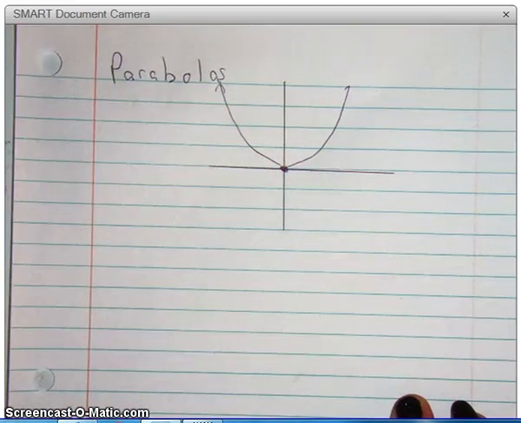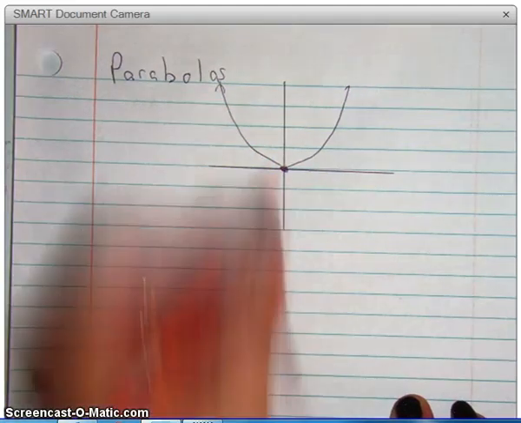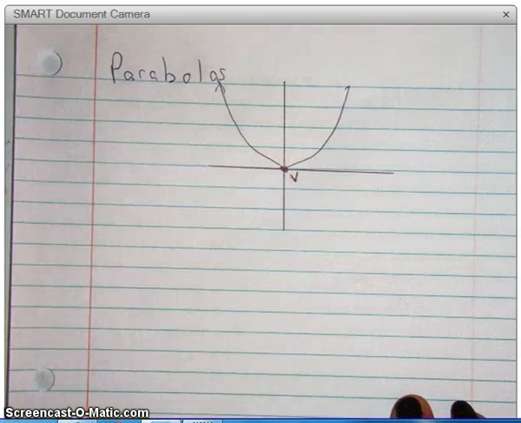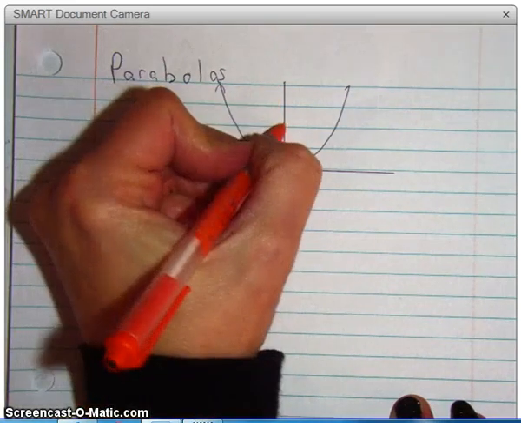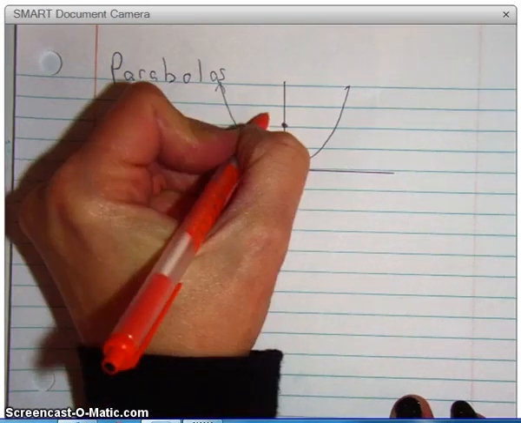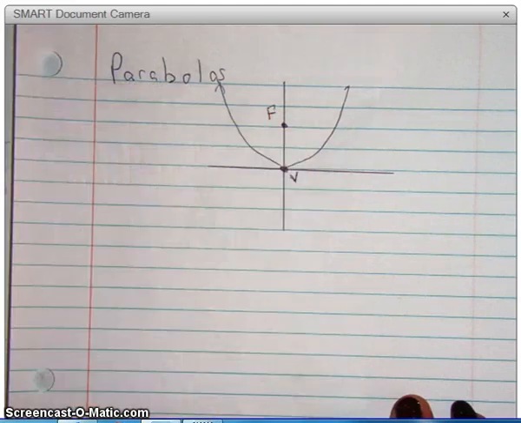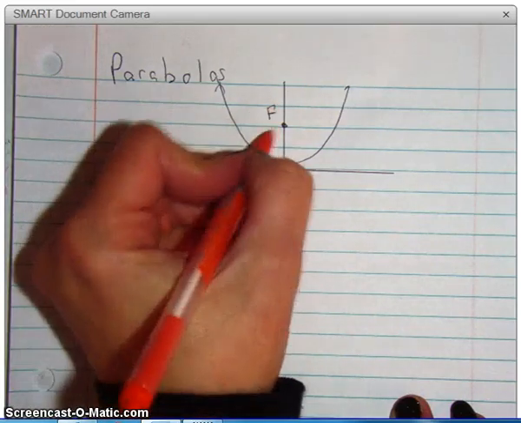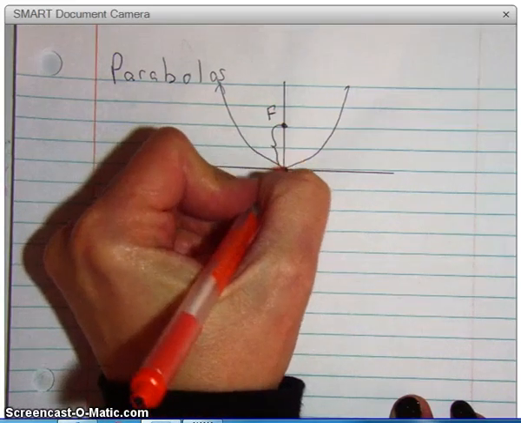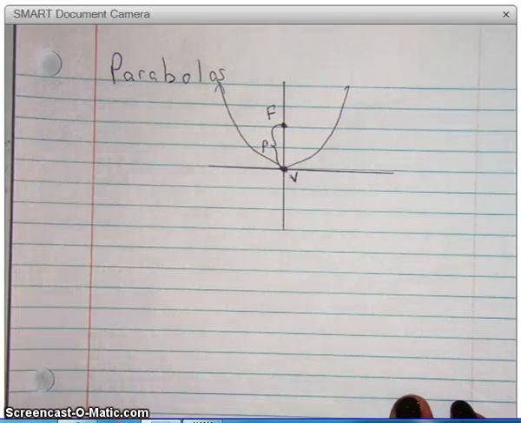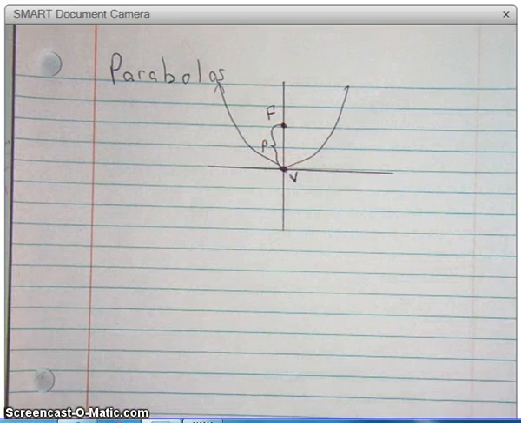Every parabola has a vertex. Every parabola has a focus. The focus is inside the parabola somewhere. So focus is now a new term for us. The distance from the vertex to the focus of every parabola is called P. So there's a new variable for us.